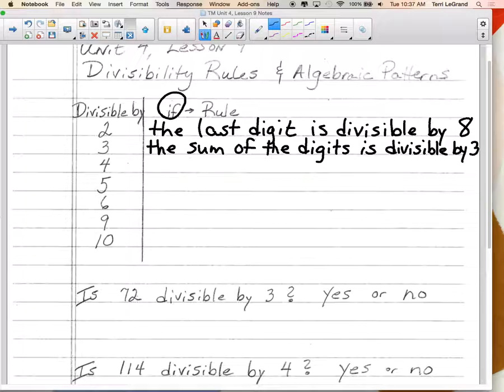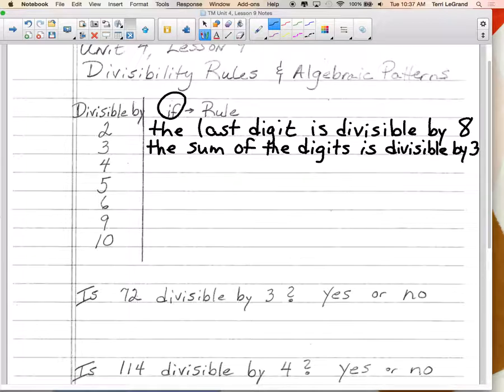So an example, 132 is divisible by 3 because the digits 1 plus 3 plus 2. What's 1 plus 3? 4 plus 2 more is 6. Is 6 divisible by 3? Yes, then that means 132 is divisible by 3.